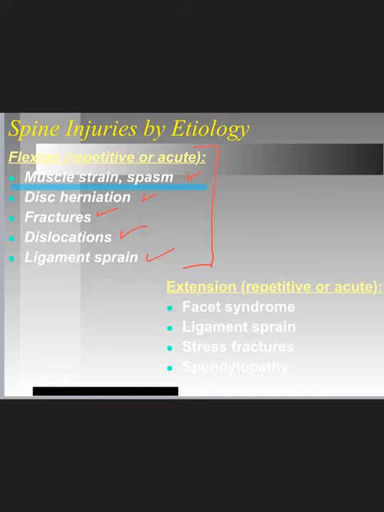On the opposite end of the spectrum, if the injury mechanism occurs in extension, then you're thinking, okay, maybe that patient hurt the facet. Maybe they have a ligamentous sprain, potentially a stress fracture. And last but not least, we're going to talk about spondylopathies in our injury evaluation segment. So I hope that this was helpful. I hope that you have a better understanding of spinal anatomy, more to come on injury pathologies to specific vertebral families next.